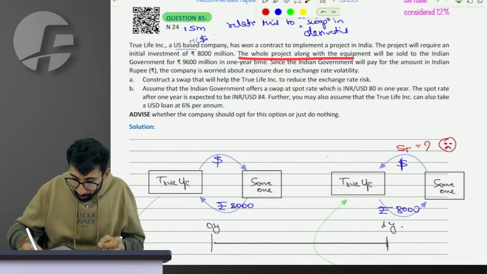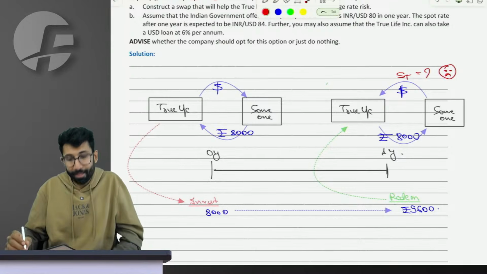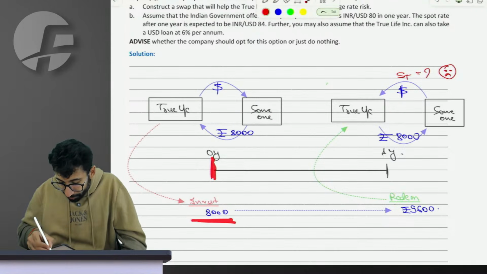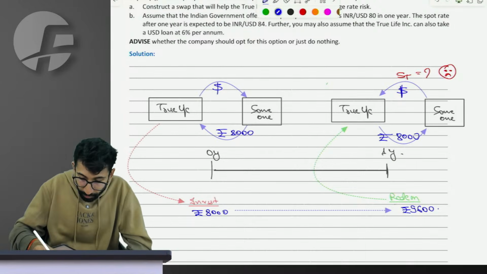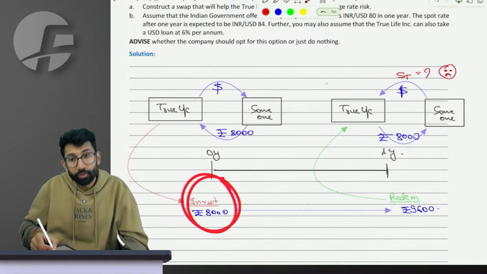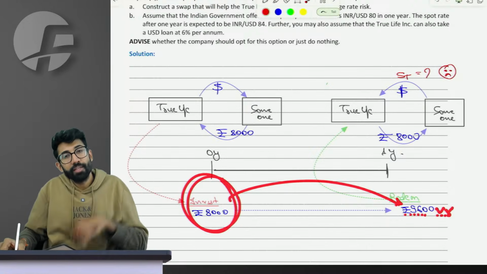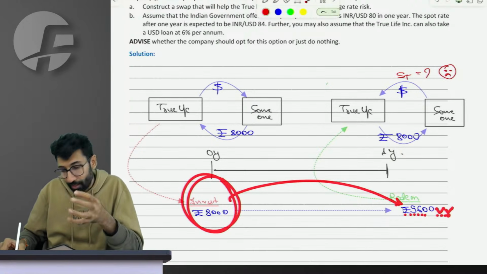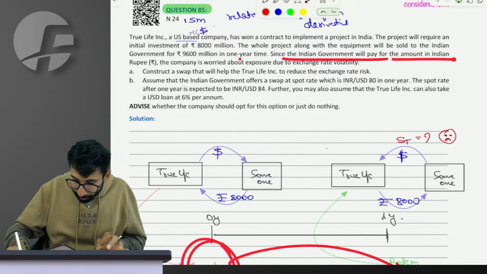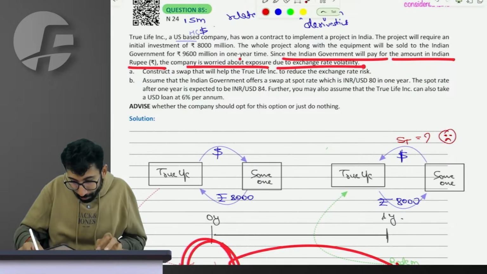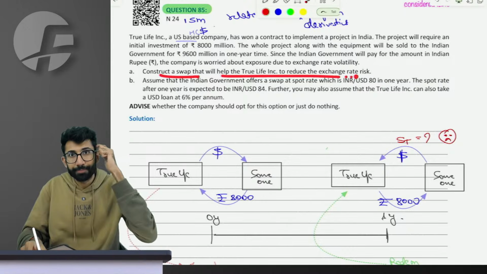The whole project will be sold to the Indian government for 9600 in 1 year's time. Listen to what's happening on the timeline. At 0 point, we need to invest rupee 8,000, an outflow. After a year, the Indian government will buy that entire project and give me 9600 rupee. Since the Indian government will pay in rupee, the company is worried about the exposure. Construct a swap that will help reduce the exchange rate risk.